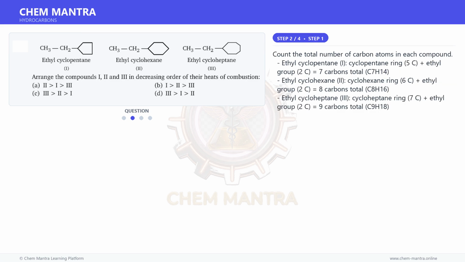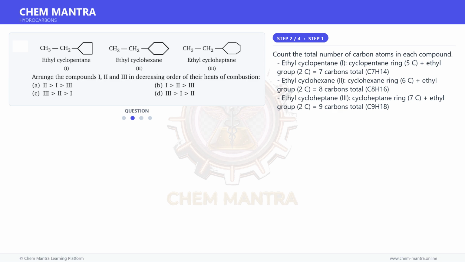Moving on to the next step. Count the total number of carbon atoms in each compound. Ethyl cyclopentane, 1. Cyclopentane ring, 5C, plus ethyl group, 2C, is equal to 7 carbons total, C7H14.